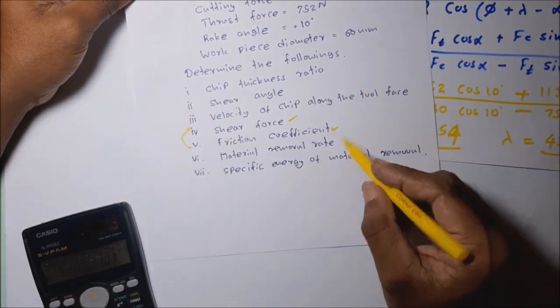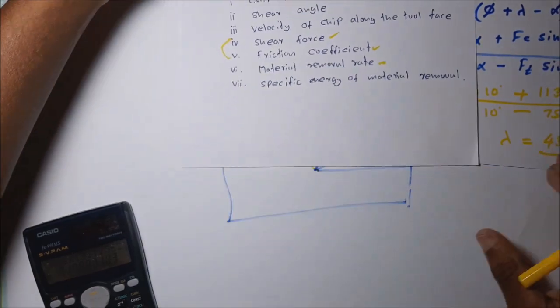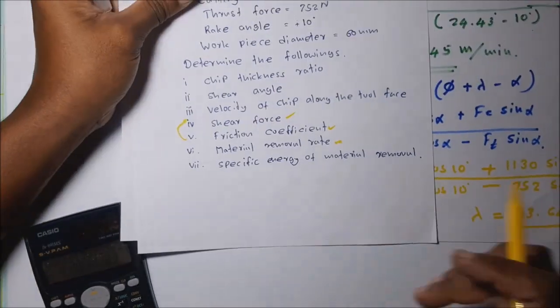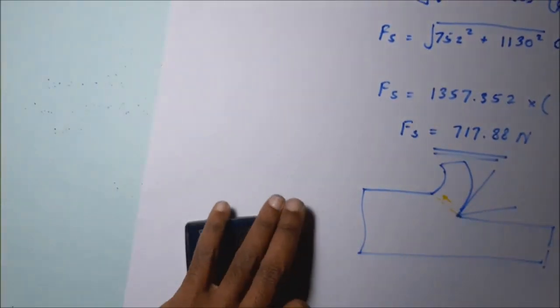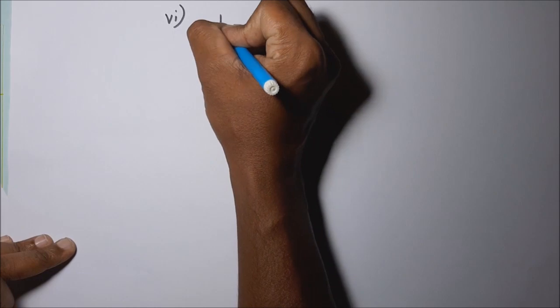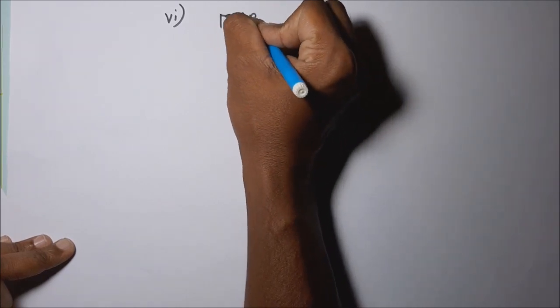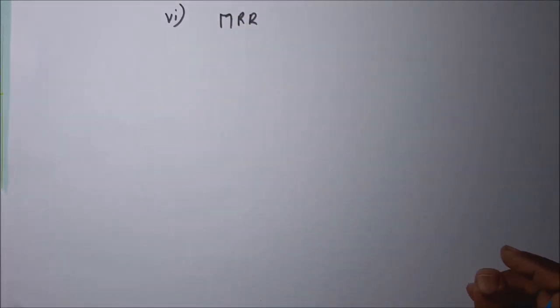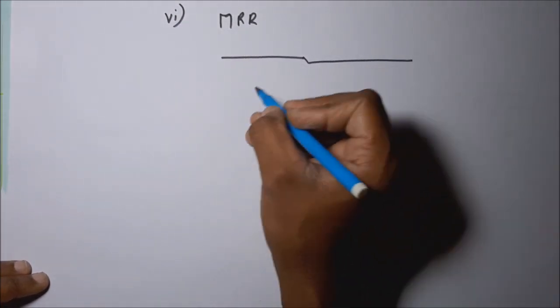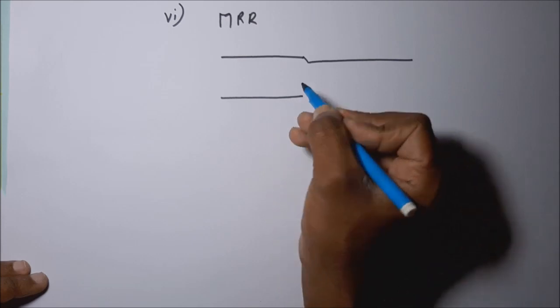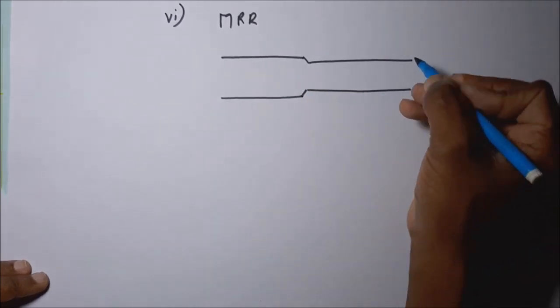Okay, then the material removal rate. Now we are going to calculate the material removal rate. Question 6. Next we are going to calculate the material removal rate, that means the sixth question, material removal rate in this turning operation. This is the orthogonal turning operation. Okay, I will figure out this problem.